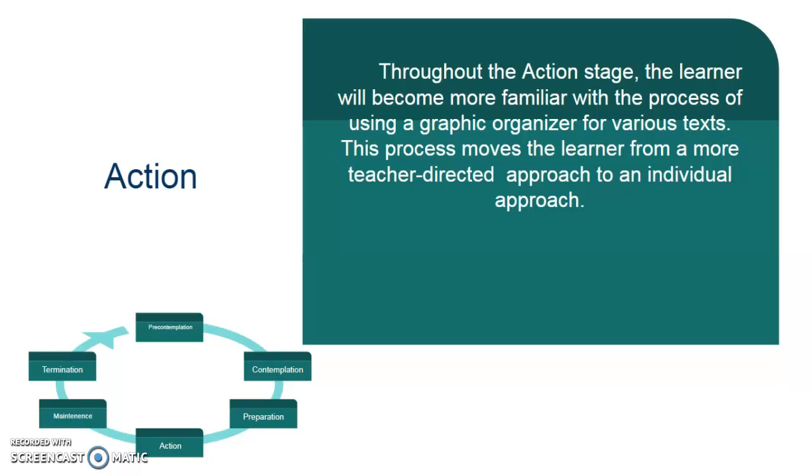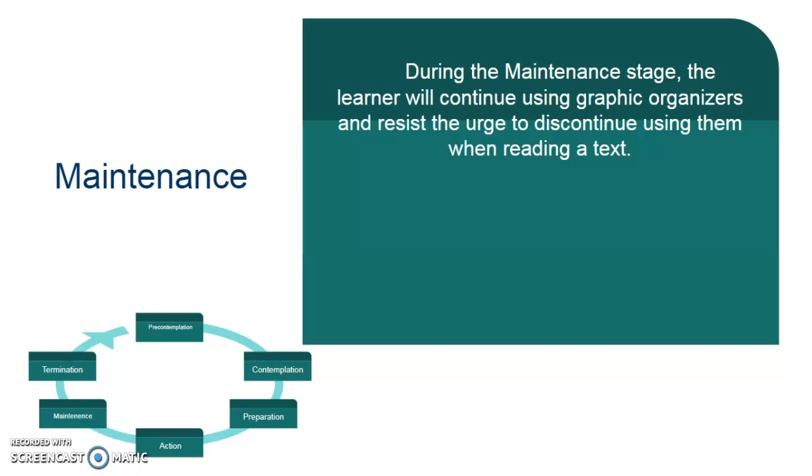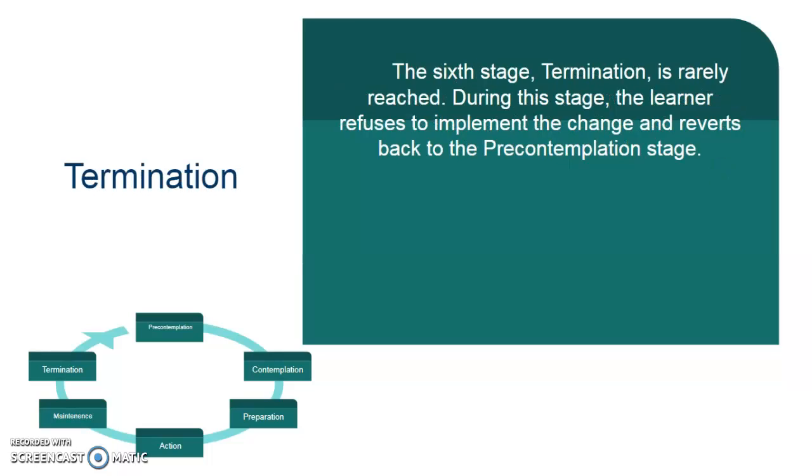Throughout the action stage, the learner becomes more familiar with the process, and it moves from a more teacher-directed approach to an individual approach. During maintenance, the learner continues using graphic organizers and resists the urge to discontinue using them. The last stage is termination, which is rarely reached. During this stage, the learner refuses to implement the change and reverts back to pre-contemplation, and the cycle repeats itself.